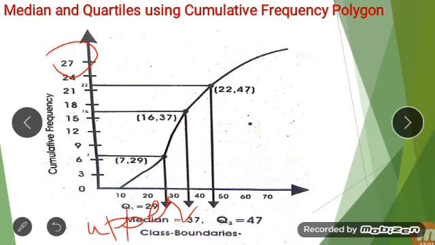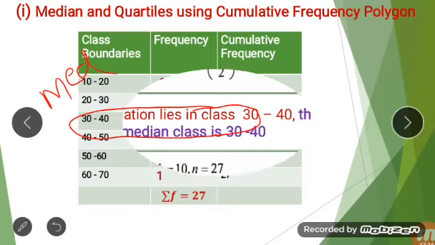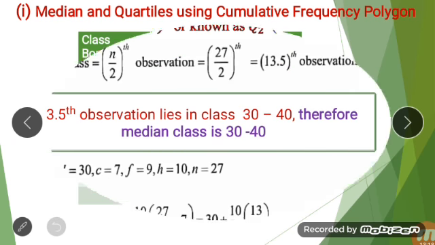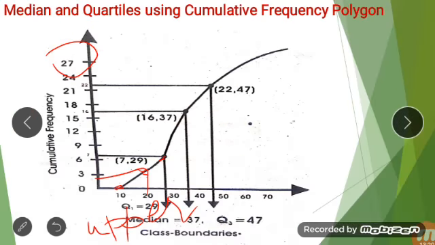So here you can see that less than 10, it is 0, so it touches the 0. Less than 20, we have 2, so here it is 2. Less than 30, we have 7, so it will be 7. Less than 40, it is, I think, 16. It's 16, and similarly we have to mark the cumulative frequency, then 22, and then the last one is 27, less than 70.